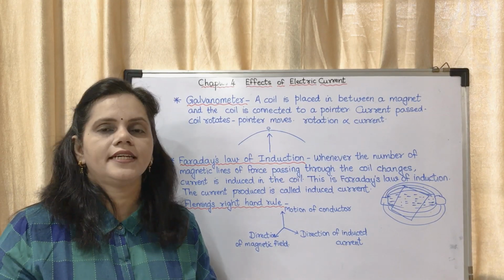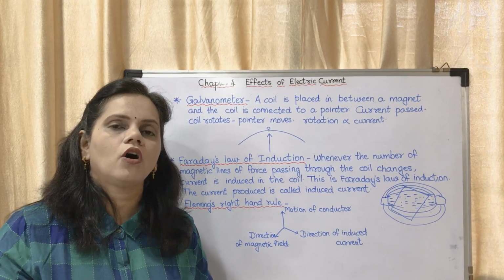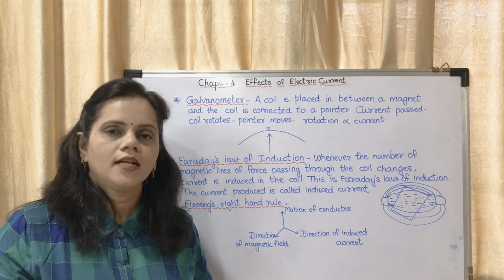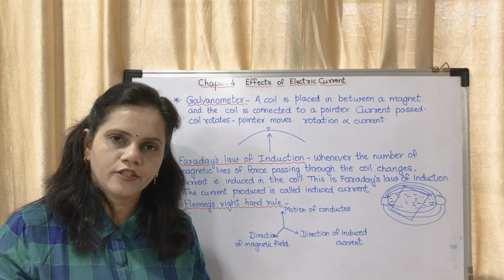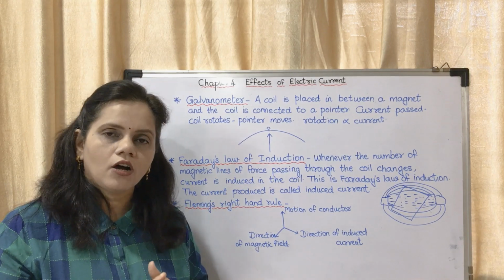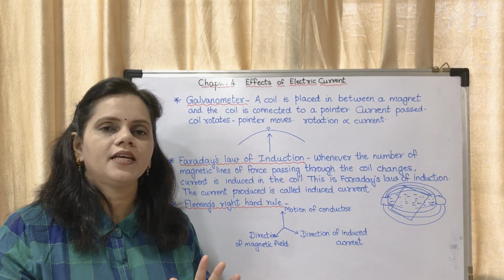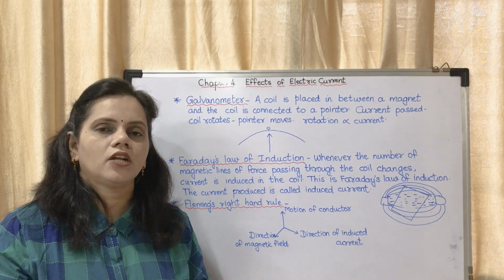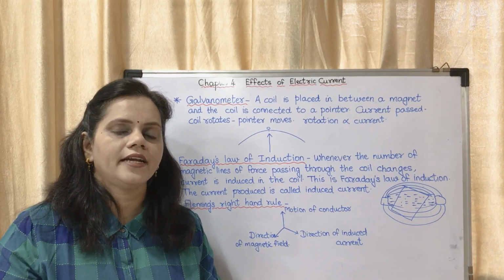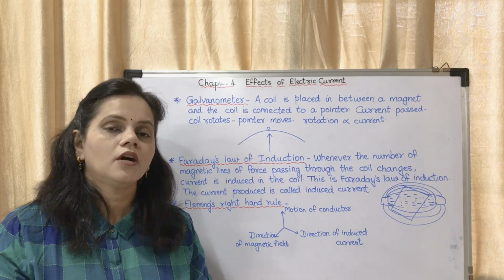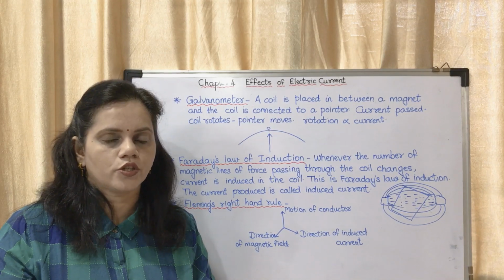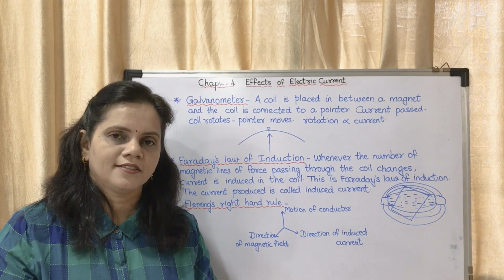So we studied about right hand thumb rule, corkscrew rule, then Fleming's left hand rule, Faraday's law of induction, and Fleming's right hand rule. These laws are important. You have to write according to the textbook or what has been given in the notes. You may mark in the textbook.